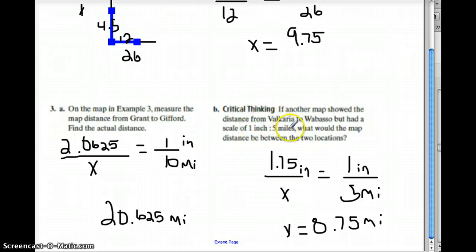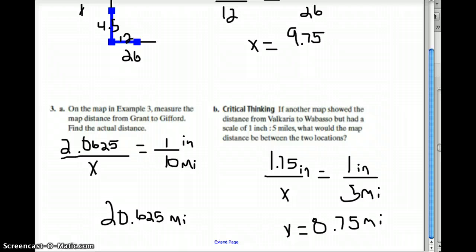Now, if you want to think about if another map showed the distance from Valkyria to Waspow at a scale of 1 to 5, what would the map distance be? So we would change our scale factor here. And here's the distance on our map. And we would get the actual distance to be about 8 3/4 miles.